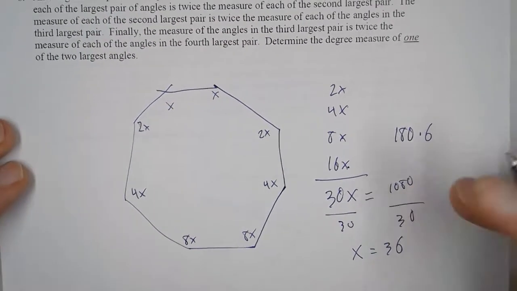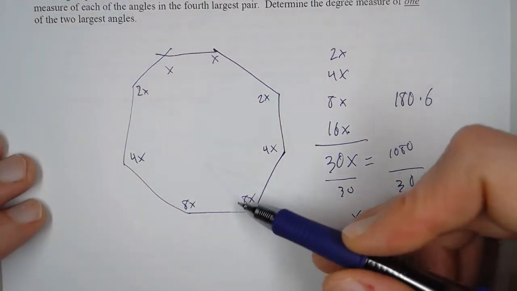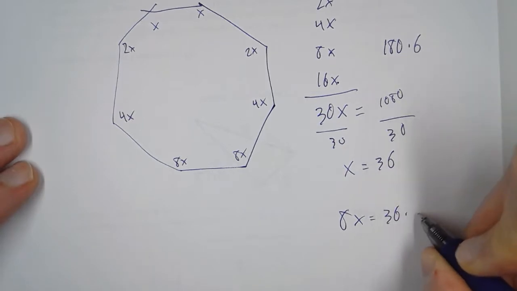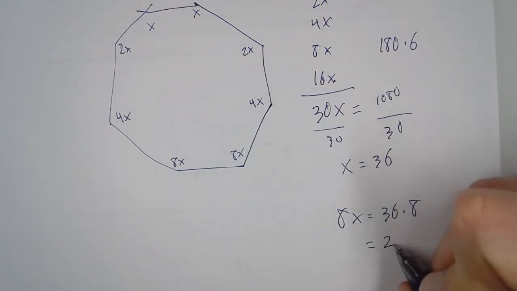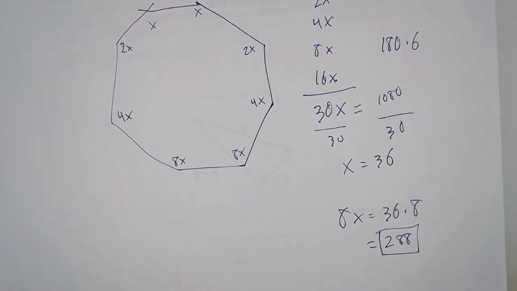The question asks, what is the degree measure of one of the largest angles? So if x is 36, the largest angle is 8x. So that's 36 times 8. And if we take 36 times 8, we get 288 degrees. And there's our answer. And we're done.